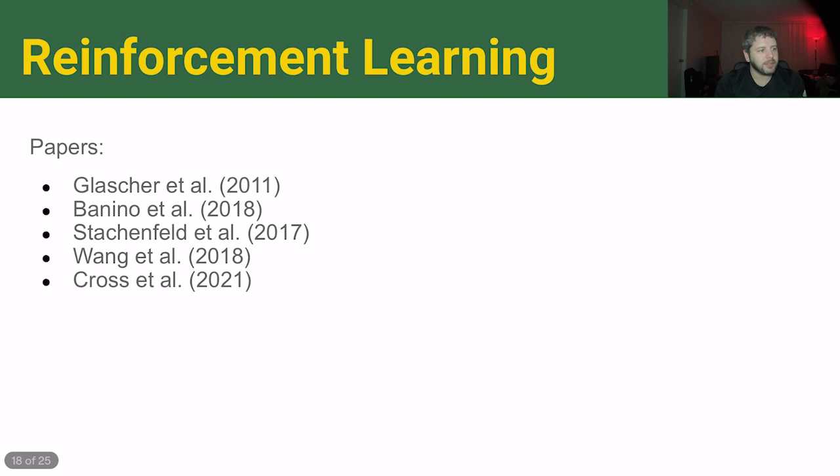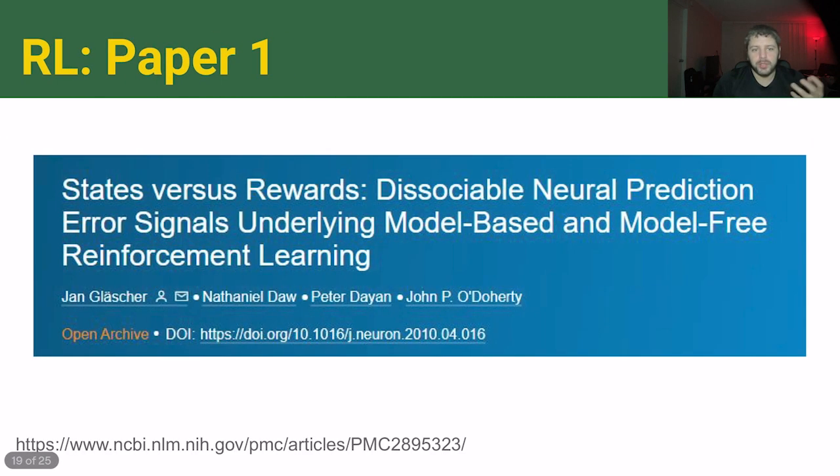The final section is the reinforcement learning section, where we have these 5 papers that we're going to be looking at. So in the section on RL, we're going to explore the dopamine reward hypothesis and point to aspects of model-free and model-based reinforcement learning abstractions in the brain.